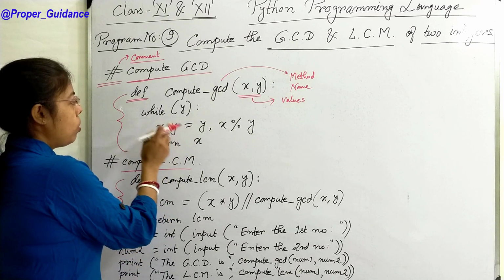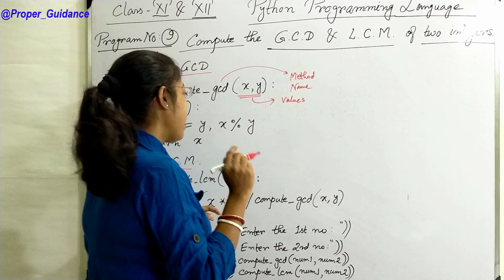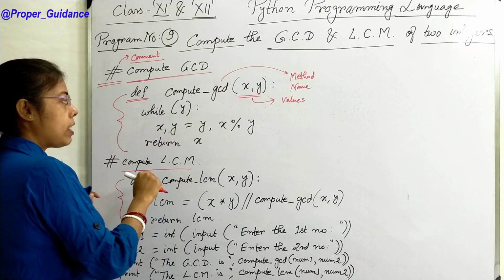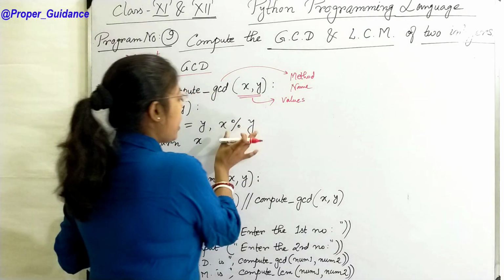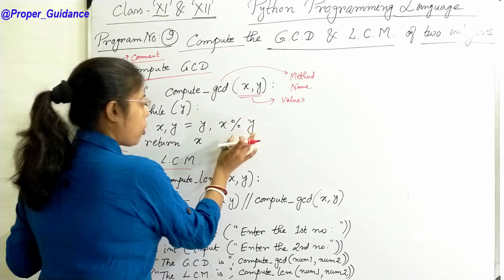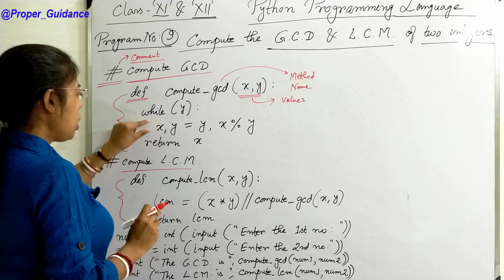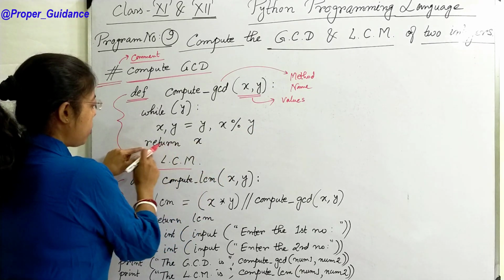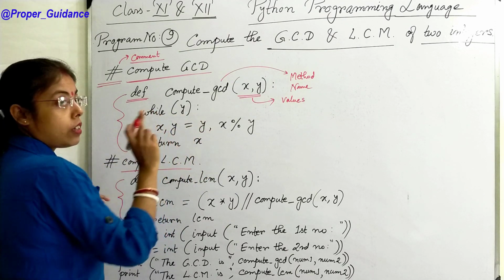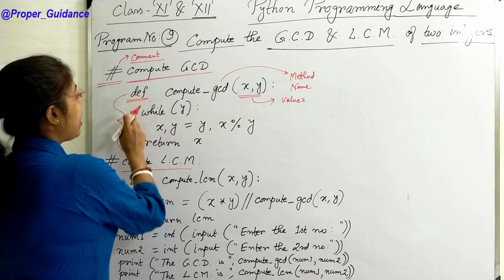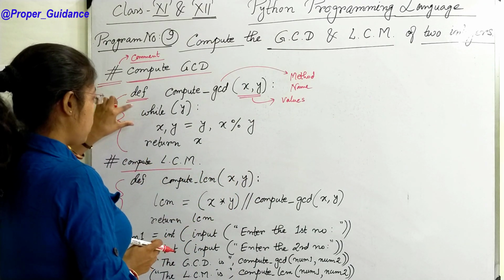That's why here are two different variables x and y, and we are assigning two different values to these two variables. The value of y will be assigned to x, and the value of x modulus y will be assigned to y, and this is the while loop. After this, it will return x, the value of y which was assigned to x in the last stage, with the help of this compute GCD method. Clear or not? This is a method and this is a while loop.